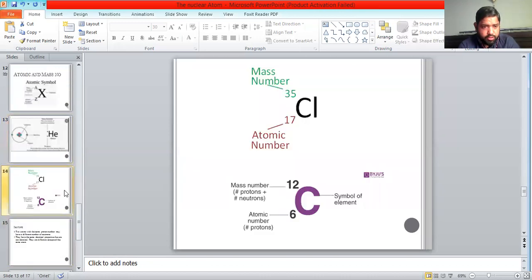Okay, after that, for example, for carbon, the atomic number is written as 6 and the mass number is written as 12. So number of protons 6, number of electrons 6, and number of neutrons is also 6. For chlorine, it's written 17 and 35. So the number of protons is 17, and the number of neutrons here will be 18.